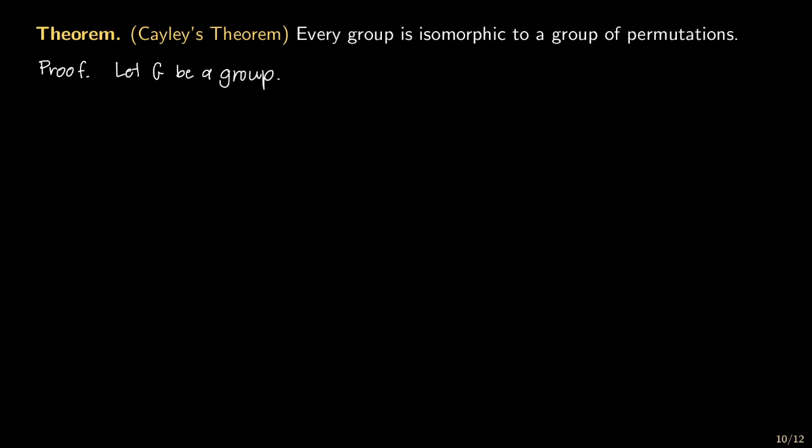So what I do here, so the proof goes like this. You just consider the set S sub G. S sub G contains all the permutations on the group G itself. So we will take all the possible permutations on the group G.